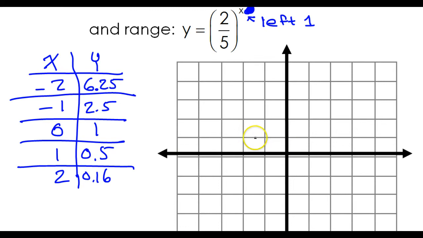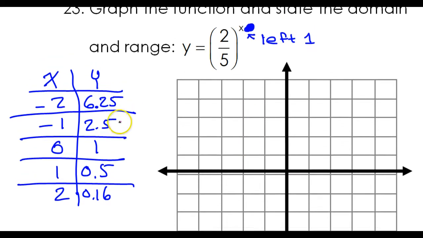So let me just erase all this so I have space. Now, what I'm about to draw now is my skeleton. I'm not going to connect these dots because I'm going to have to move them all left 1 after all. So for now I've got -2 and then 6.25. So that's -2, 1, 2, 3, 4, 5, 6. Alright, it would be about here. It's a little bit off the chart, but whatevs. So then I have -1, comma 2.5. So -1, 2.5 would be like here.